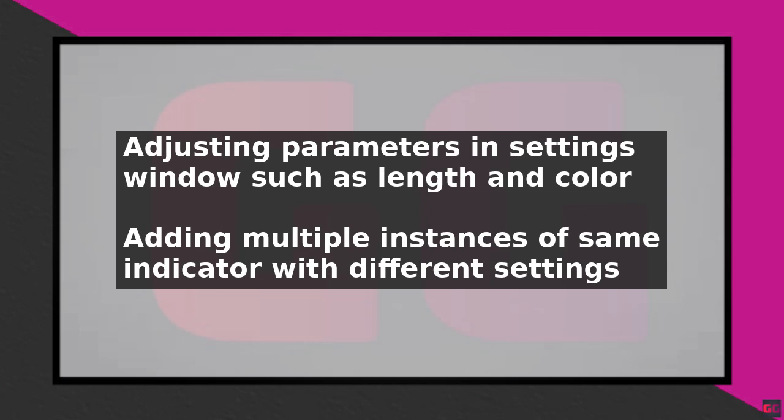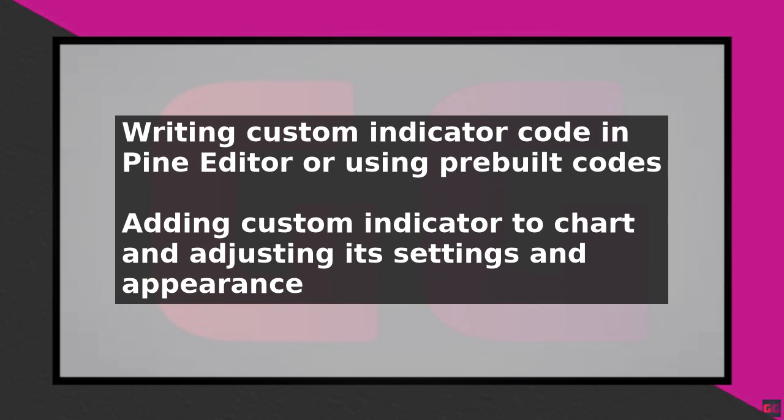Another way to add an indicator is by using the PineEditor, which is TradingView's programming language. You can write your own custom indicator code or use pre-built codes from the TradingView library. To access the PineEditor, click on the PineEditor button at the bottom of the screen. In the PineEditor, you can write or paste your indicator code and then add it to your chart by clicking the Add to Chart button. This will apply the custom indicator to your chart, where you can adjust its settings and appearance as needed.